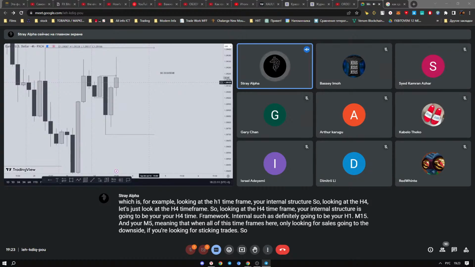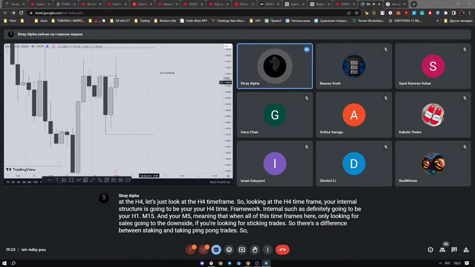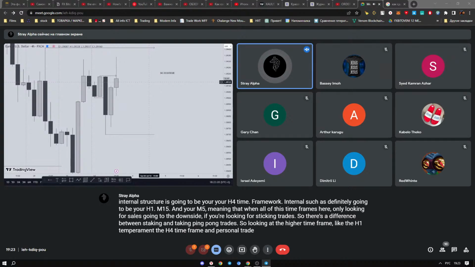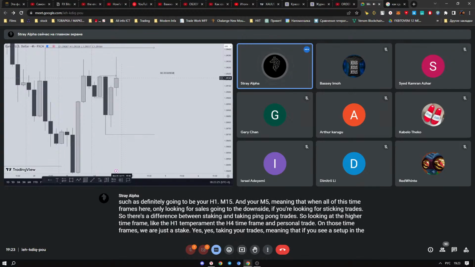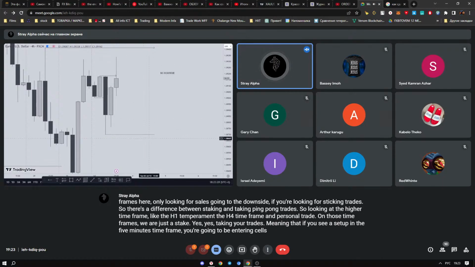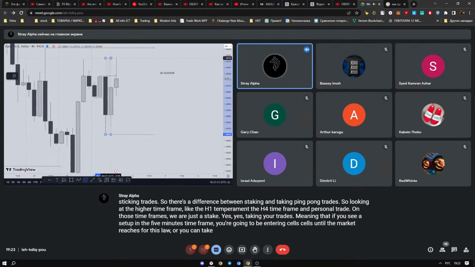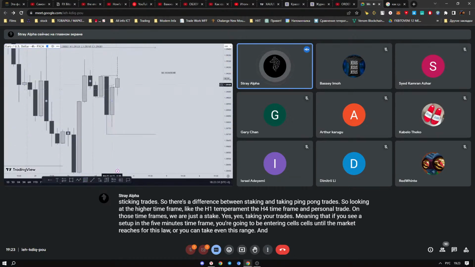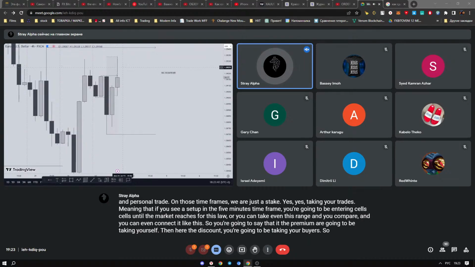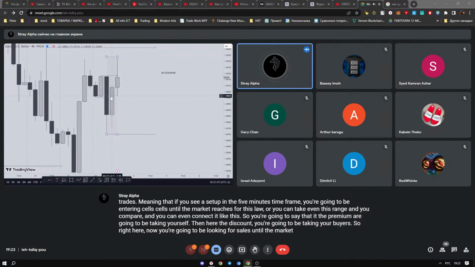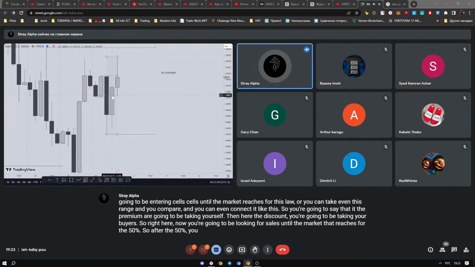There's a difference between staking and taking ping pong trades. Looking at the higher time frame, like the H1 time frame and the H4 time frame, and basing your trades on those time frames, you are just a staker. You're staking your trades, meaning that if you see a setup in the 5 minutes time frame, you're going to be entering sells until the market reaches for this low, or you can take even this range and connect it like this. So you're going to say that at the premium you're going to be taking your sells, then here at the discount you're going to be taking your buys. Right here now you're going to be looking for your sells until the market reaches for the 50%. After the 50%, you don't even take another setup until the market reaches for the target when you're staking.